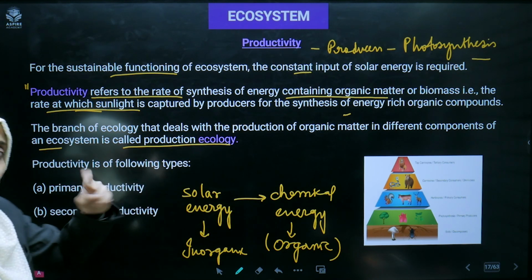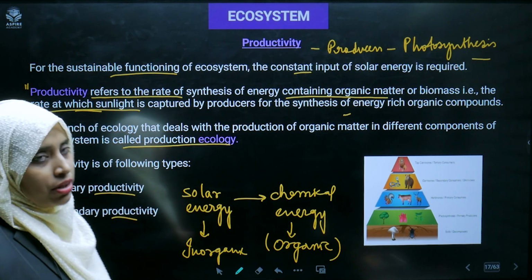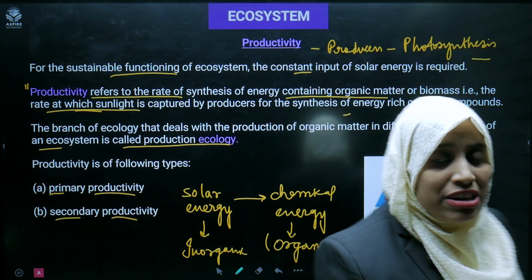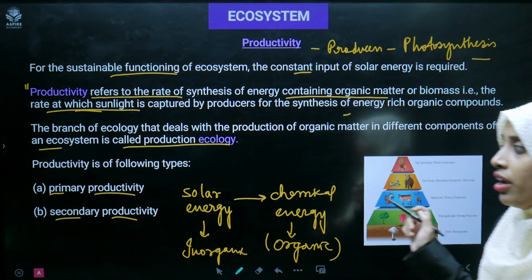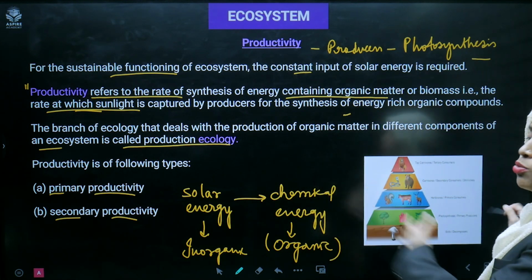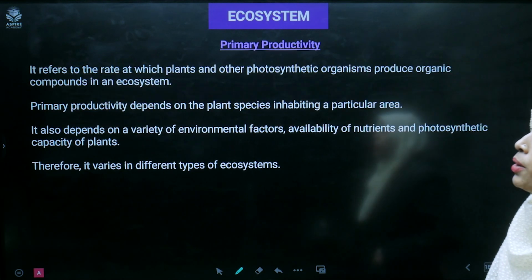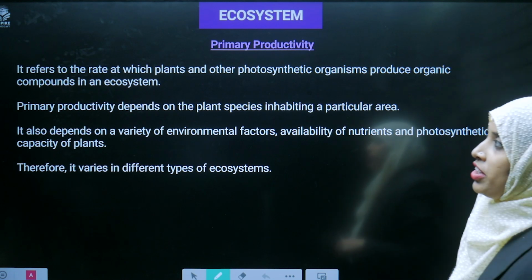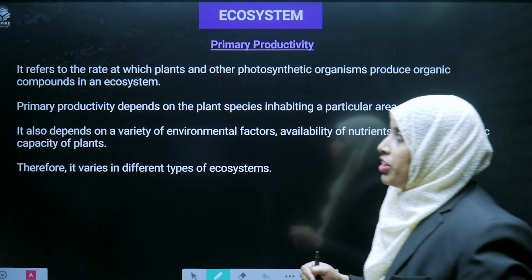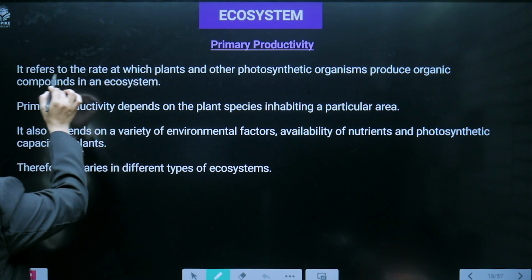Now productivity भी दो types के, that is primary productivity and secondary productivity. So primary productivity, that means the plants are the primary producers. Okay, so in this way we'll see what is primary productivity and what is secondary productivity. Primary productivity. So what is primary productivity? So we can say the primary productivity, it refers to the rate.